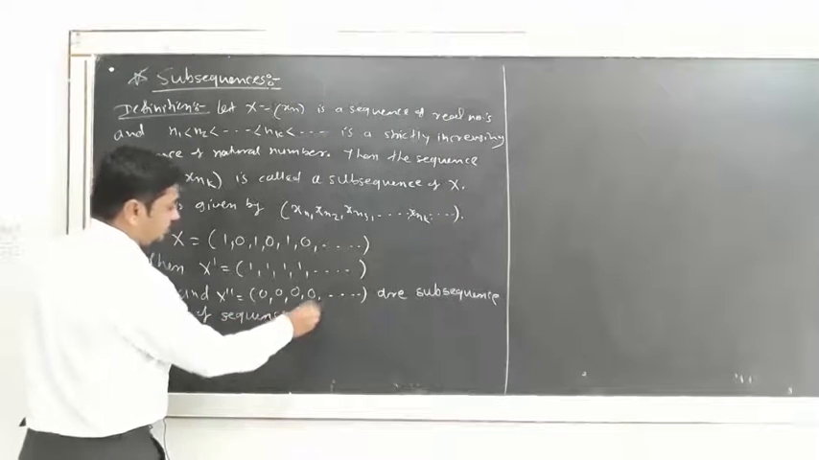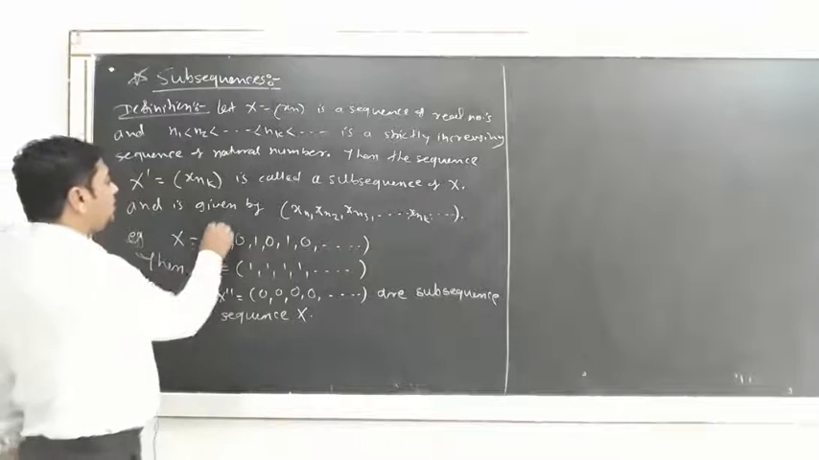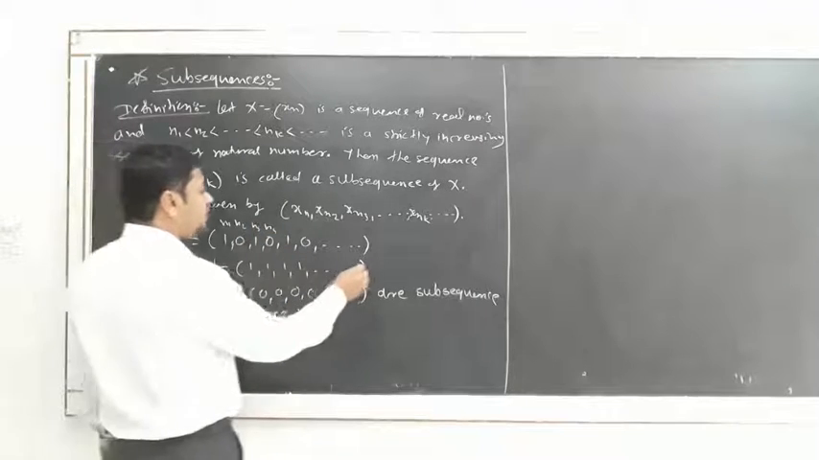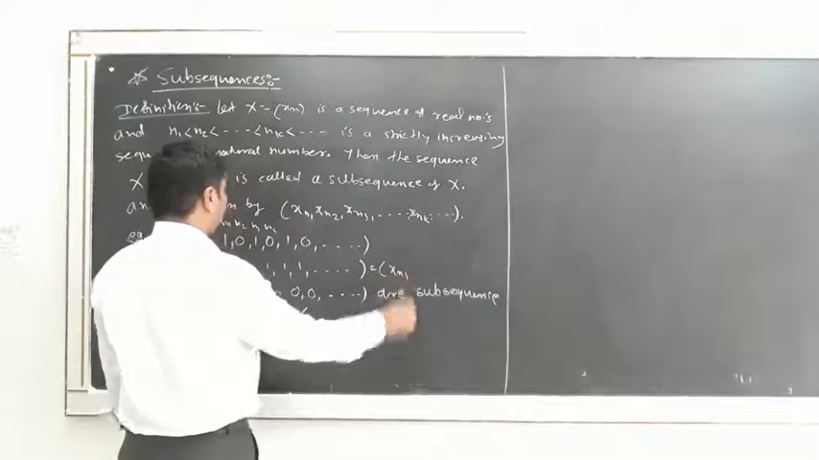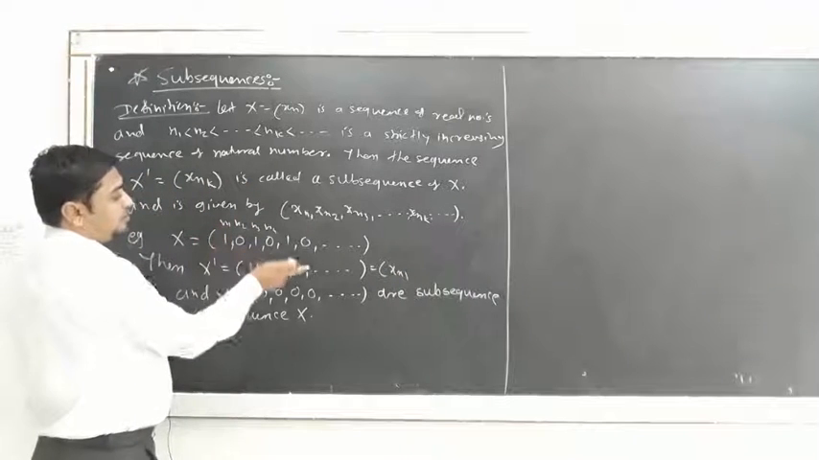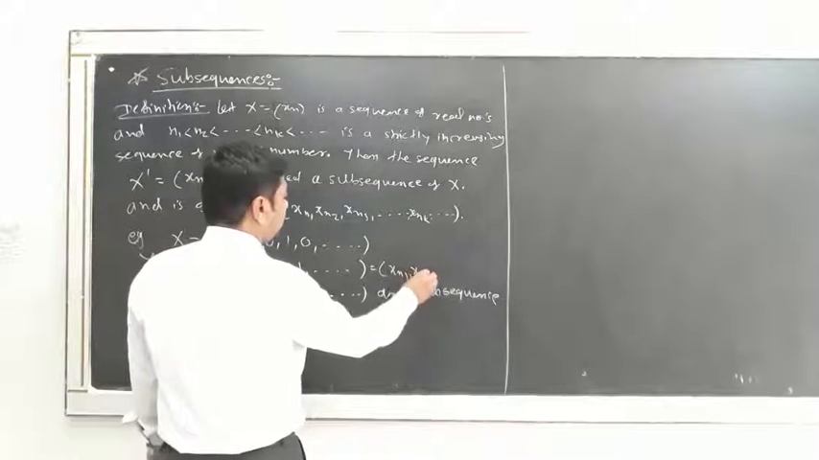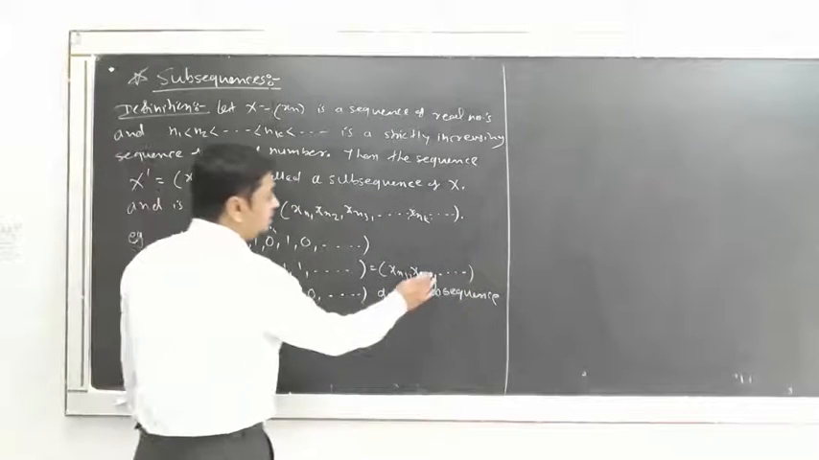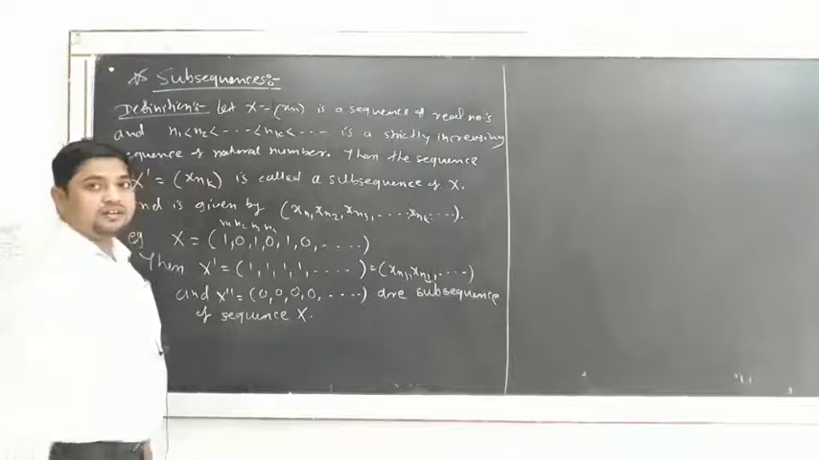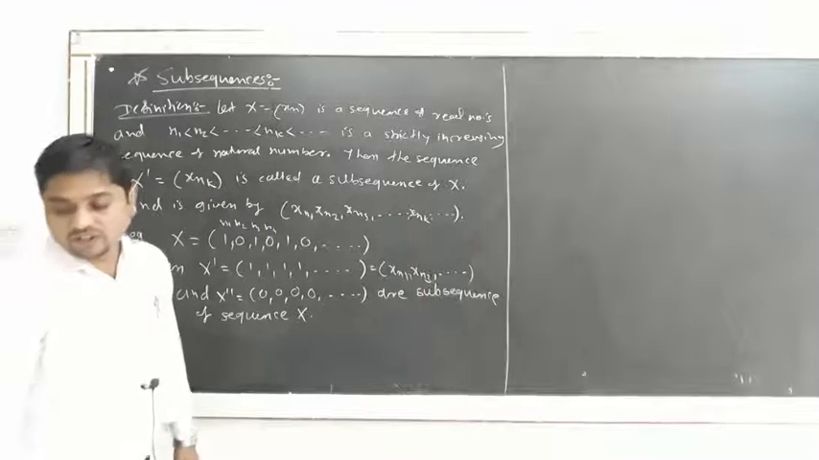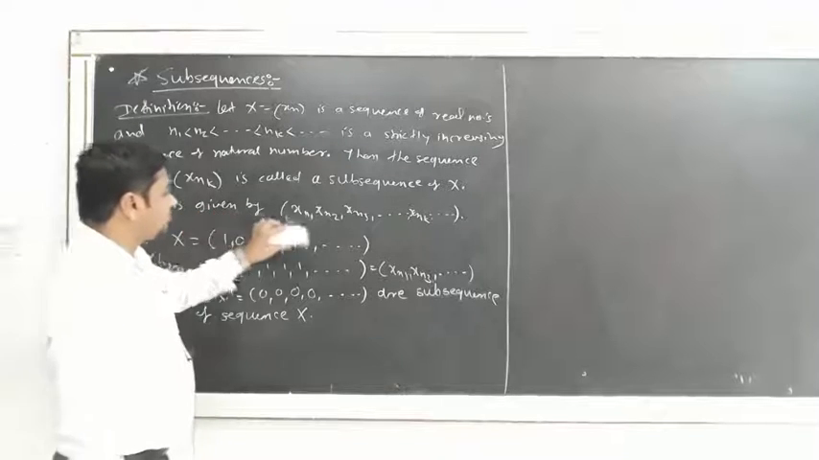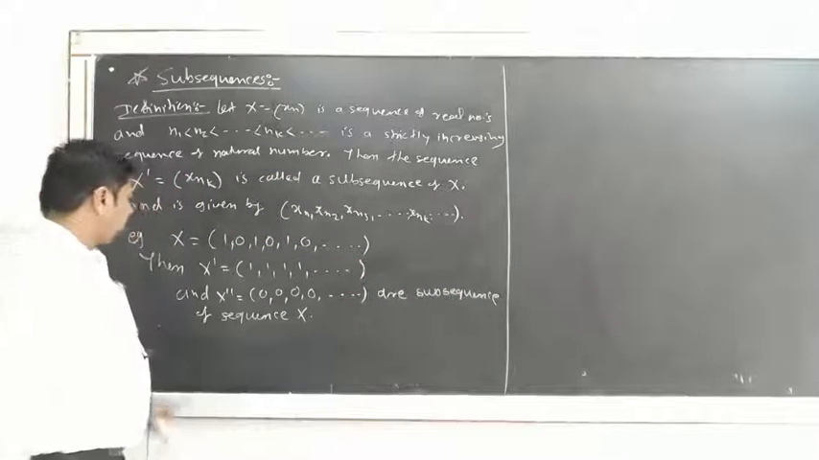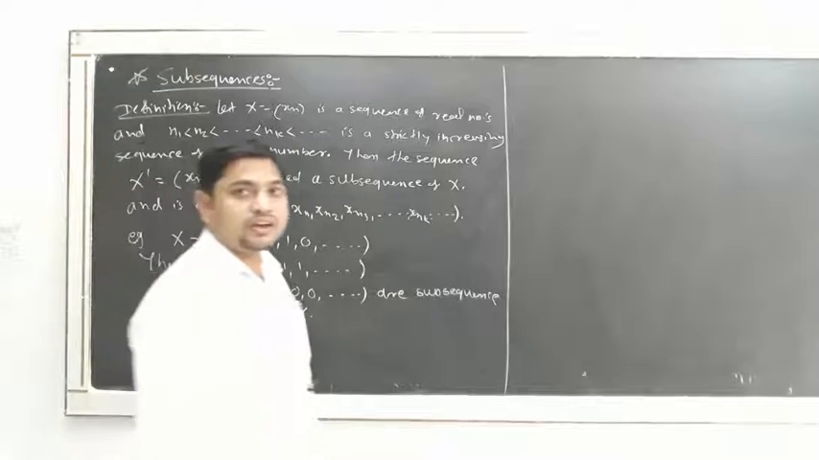How is it? Suppose this is our n1, this is n2, n3, n4. Then this is nothing but xn1. This is our xn2, and so on. You can write xn3 here, and so on. But there is no need to write these things. So what are we getting here? Subsequences.